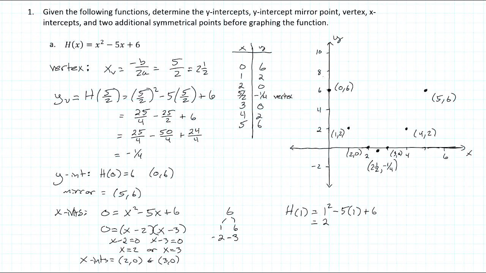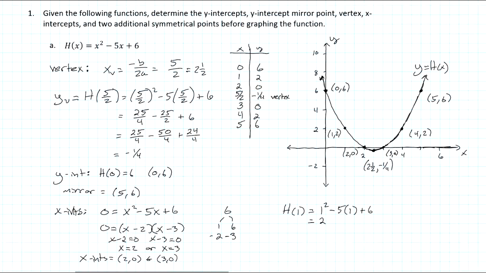Label my points. Draw our parabola as a nice U shape that goes through all of them. So we get, label this y equals capital H of x. There we go. So we had a little bit of fractions to deal with there at the beginning, but we kind of managed to avoid them after that. Not too bad as long as we got through the y value of the vertex.